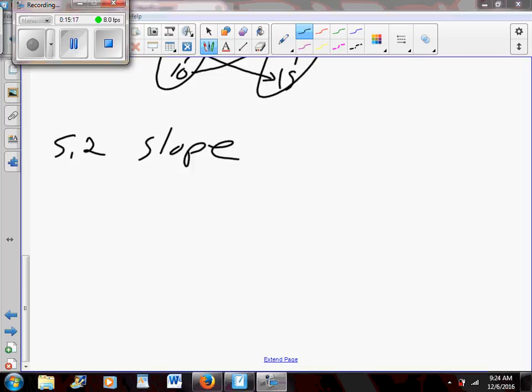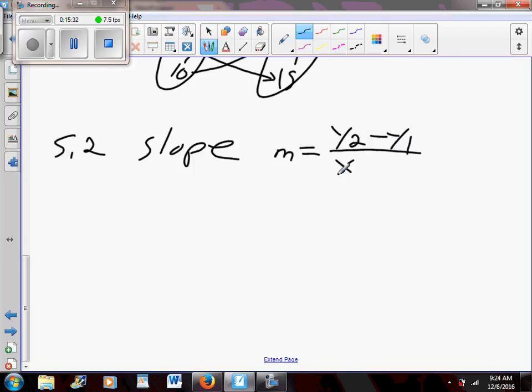Okay, in section 5.2, we were talking about slope. Let me throw some things out rapid fire at you that you need to know for this, okay? First of all, the slope, designated by the letter M, we refer to as the change in Y over the change in X. Otherwise known as what? Rise over the run, correct?